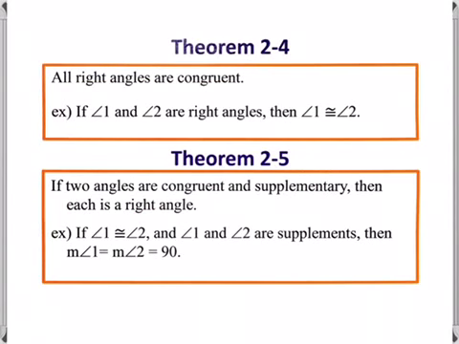Theorem 2.4, all right angles are congruent. Well, all right angles are 90 degrees, so they would naturally be congruent to one another. Theorem 2.5, if two angles are congruent and supplementary, then each is a right angle. So if two angles are congruent and supplementary, meaning they are the same measure and they add up to 180, the only option for them to be would be 90 degrees. So that makes sense.